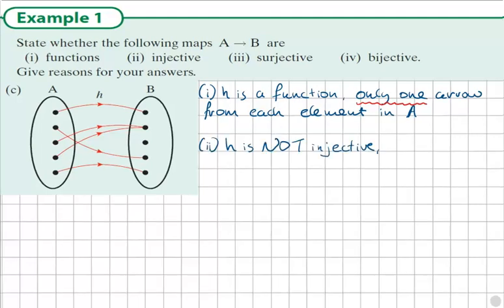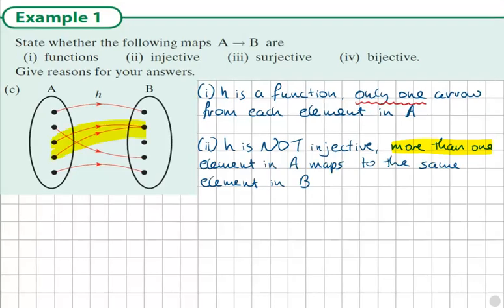h is not injective because more than 1 element in A maps to the same element in B. I've highlighted them in yellow. We can see there's 2 arrows going towards the same element in set B. So therefore it's not injective. So it's not a one-to-one function.